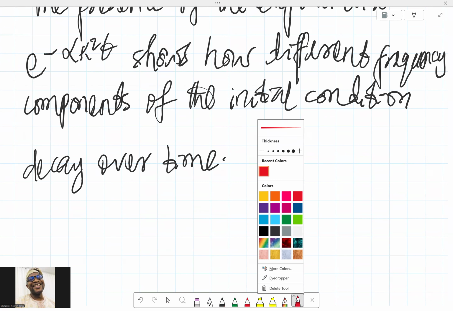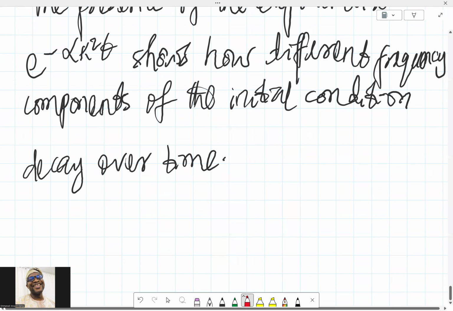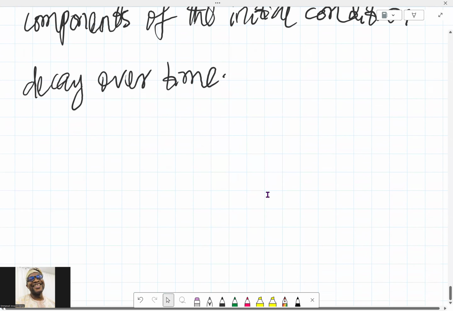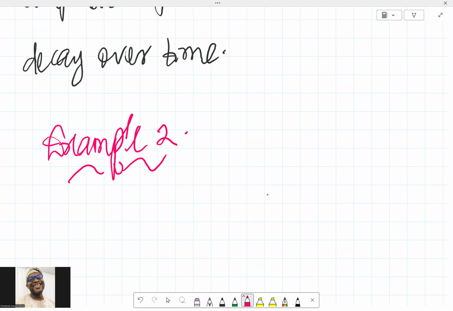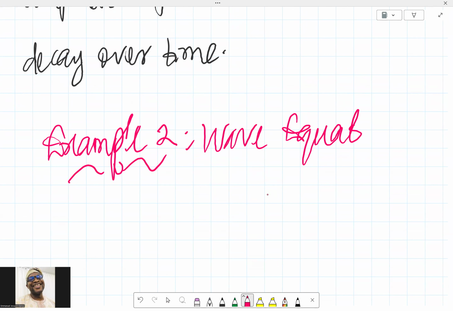Okay, so let's move on to example 2. We have yet another example while I switch over to this. So example 2, let's look at the wave equation on an infinite domain.